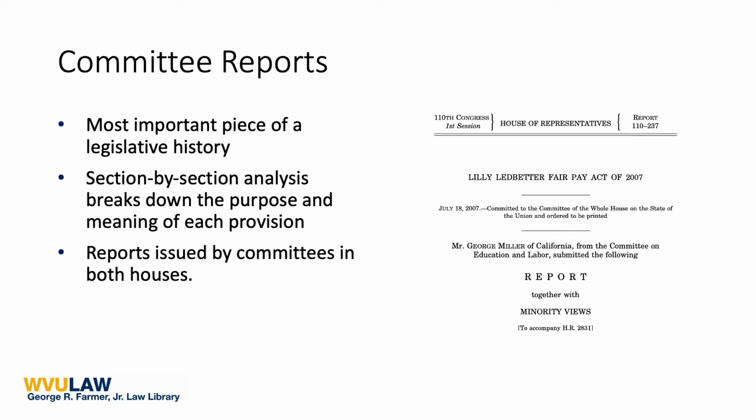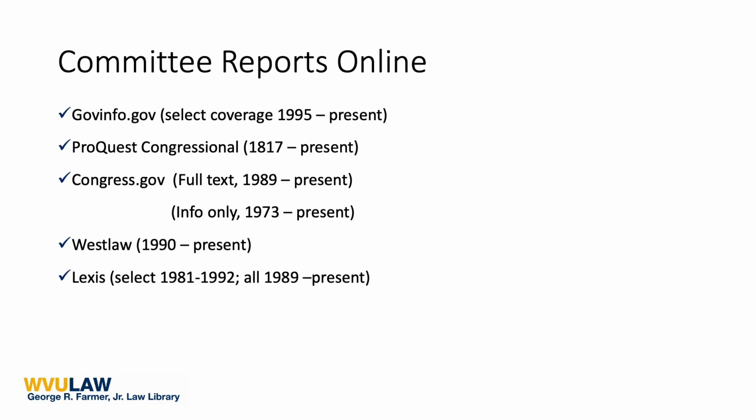The example shown here is a report from the Committee on Education and Labor submitted in response to the committee's deliberations on the Lilly Ledbetter Fair Pay Act. In the top right corner, you see the report is numbered 110-237, meaning that this is the 237th report from the 110th Congress. And this would be styled HR 110-237. Committee reports may be found at congress.gov, govinfo.gov, on ProQuest Congressional, Westlaw, and Lexis.